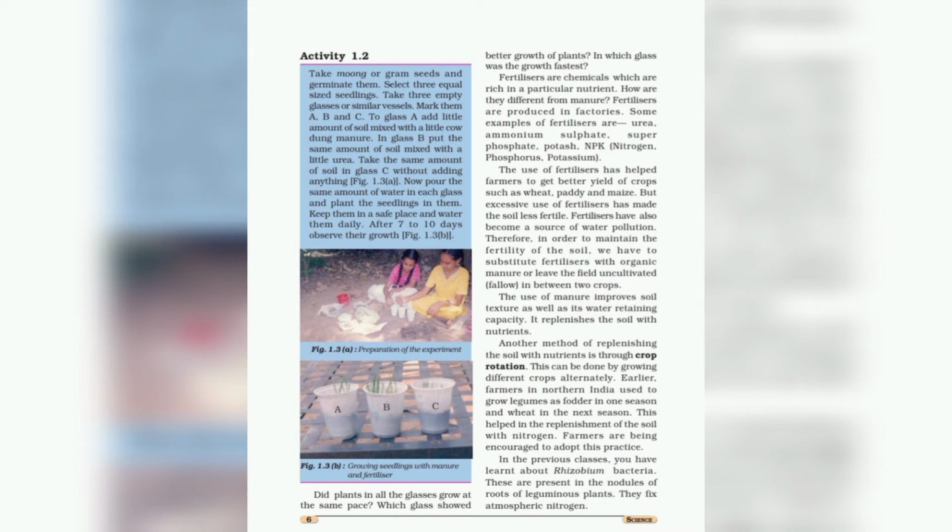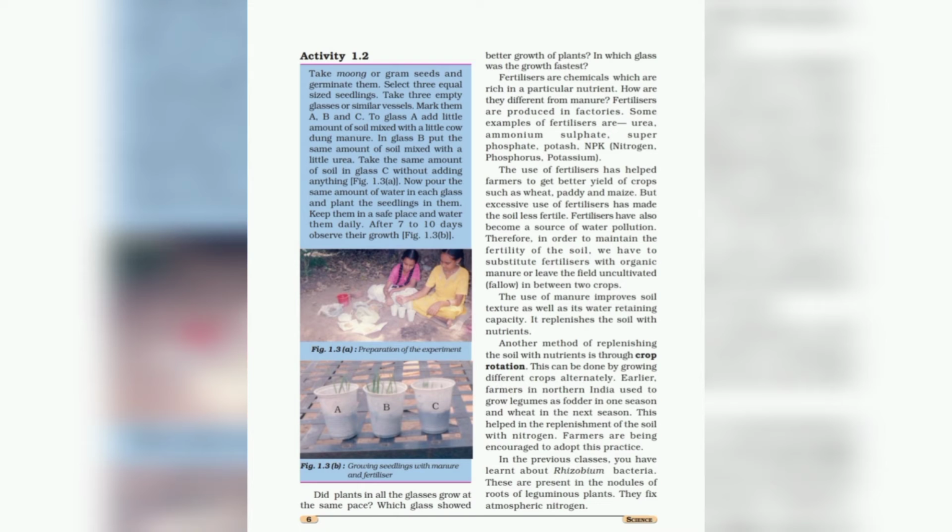Now take 3 empty glasses and label them A, B, C. In glass A, add a little amount of soil and mix it with a little cow dung manure. In glass B, put the same amount of soil mixed with a little urea. Take some amount of soil in glass C without adding anything. That means we will not use manure and fertilizer in glass C. Now pour the same amount of water in each glass and plant the seedlings in them. Keep them in a safe place and water them daily. After 7 to 10 days, observe their growth.